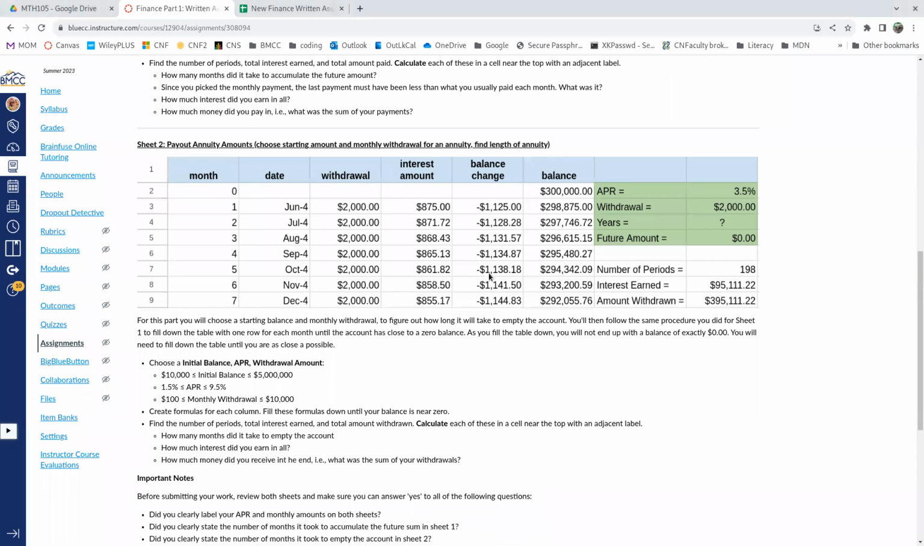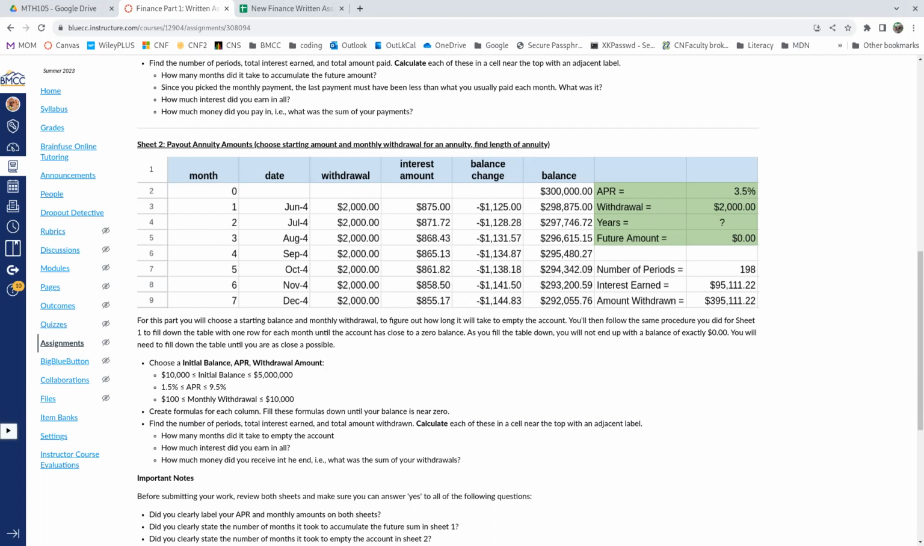So here I have a picture of a spreadsheet where I'm starting with $300,000 in my account. The account is collecting interest at 3.5% per year, and I am withdrawing $2,000 per month, and I want to see how long it's going to take for the account to be emptied. So according to my calculations here, which we'll do our own version in a sec, it's going to take 198 months to withdraw $2,000 at a time, starting with $300,000. So let's build our own version.